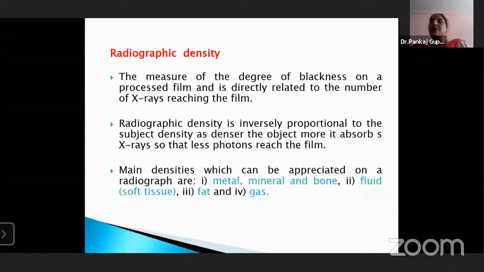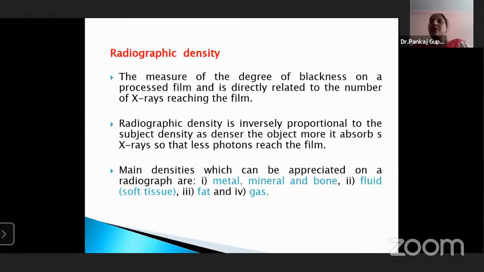Next is the radiographic density. Radiographic density means the degree of blackness on a processed film and is directly related to the number of X-rays reaching the film. Basically, radiographic density is inversely proportional to the subject density. That means if a tissue or part being radiographed is more dense, it will absorb more X-rays, fewer X-rays will reach the photographic film, and the image will appear white. And if more X-rays reach the X-ray film, the image appears black.